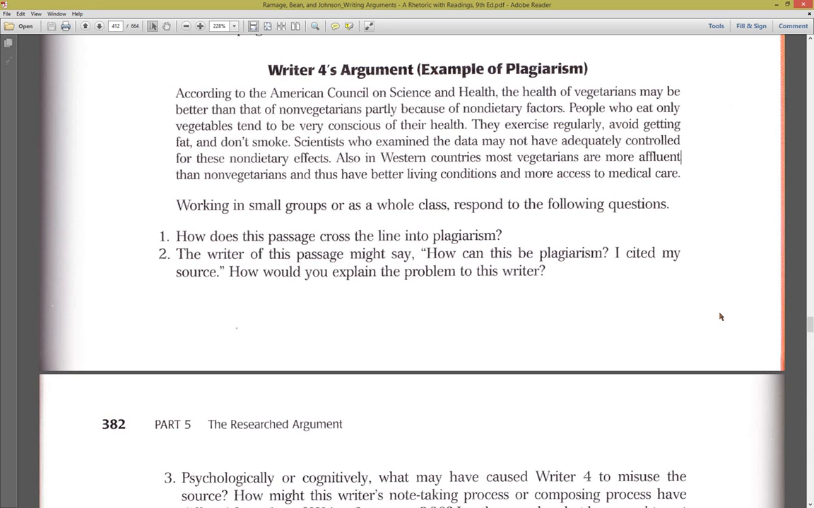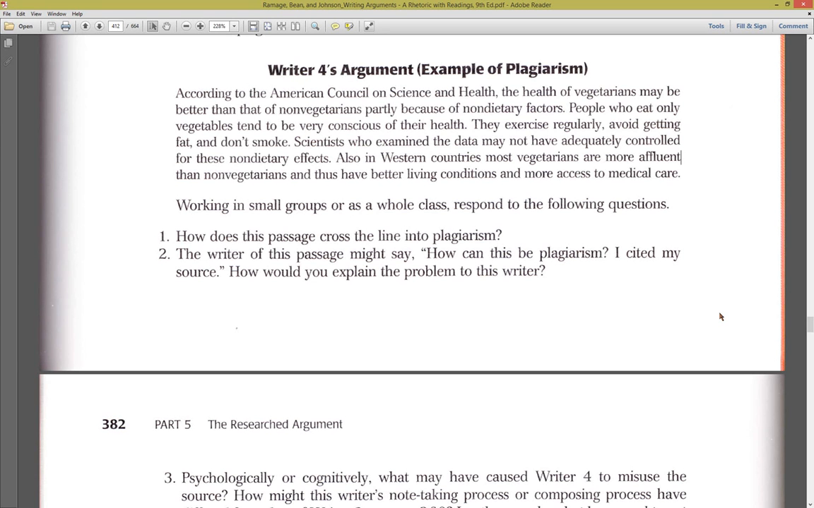Another thing that could happen, especially with internet technology, is that writer 4 could have copied the entire passage and pasted it into his or her document. Then, went back and changed a few words. However, obviously, writer 4 did not change enough words to be considered a paraphrase. This is what your book calls patch writing, and I call insufficient paraphrase. Writer 4 has made some effort to change some of the words, but has not significantly changed enough of them to be considered a paraphrase.